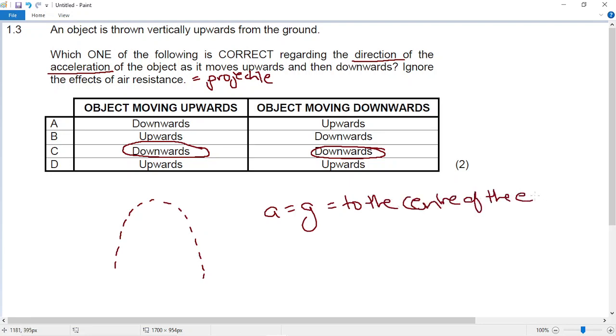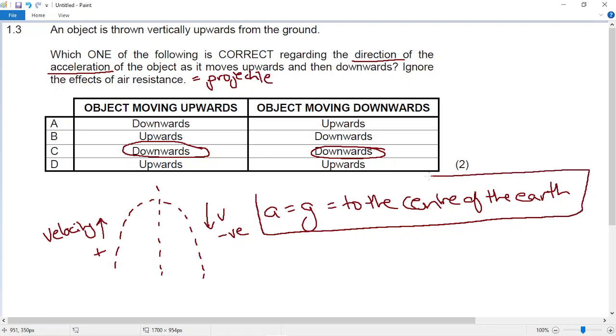Okay, if you look at this, what can you confuse this with? The other vector is the velocity vector. On this side of maximum height, the velocity has a positive vector, and on this side of maximum height, the velocity has a negative vector, if we say up is positive. But the acceleration is always the acceleration due to gravity, and it is always directed downwards to the center of the Earth. The answer is C.